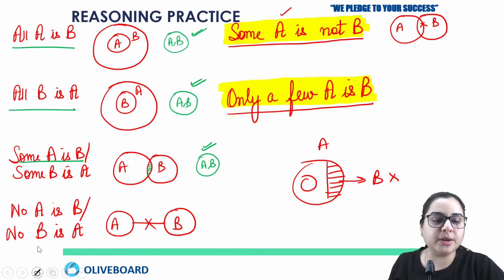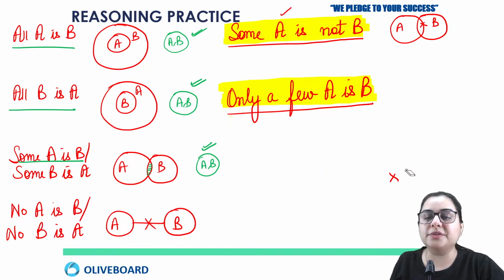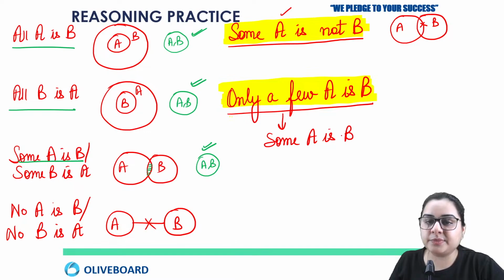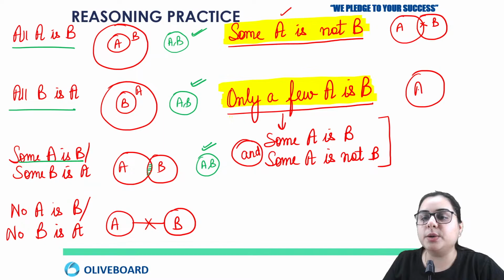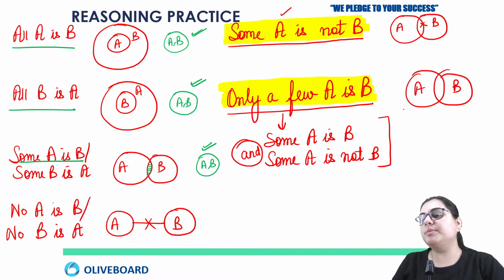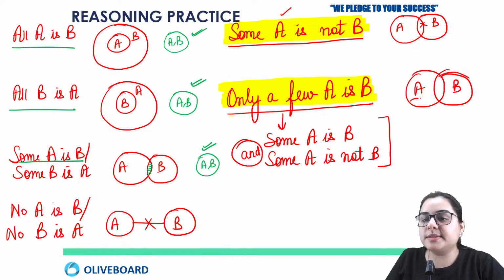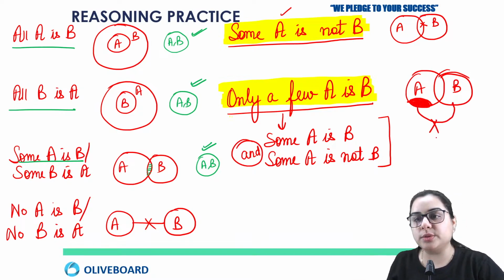Next, if I say only a few A is B, what is the meaning of that? This is the latest point. It means that some A is B and some A is not B. So how am I going to make this diagram? This is how I make some A is B, and some A is not B. So I'll just mark this some part of A which is not in B. I'll show this diagram like this.